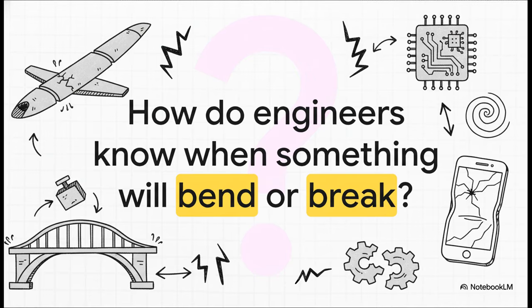Okay, so let's start with a really basic question. How do engineers actually know when the stuff that makes up a bridge or an airplane wing, or heck, even your phone case, is going to bend or warp or just completely fail? It's a question that is absolutely critical for pretty much everything we build.